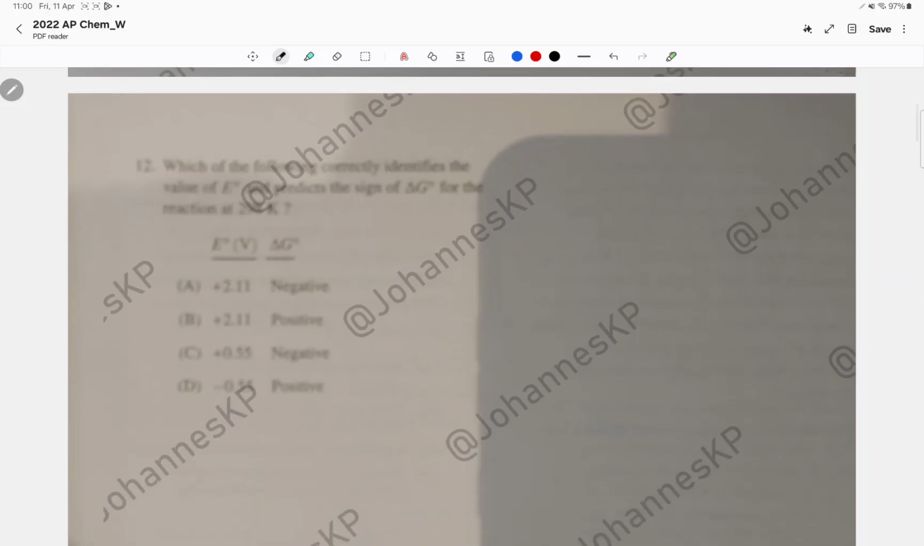2.11 volts. If I can read this correctly, it's not C or D. It's A. And yes, if the E cell is positive, delta G has to be negative. That's just the rule, Danny.